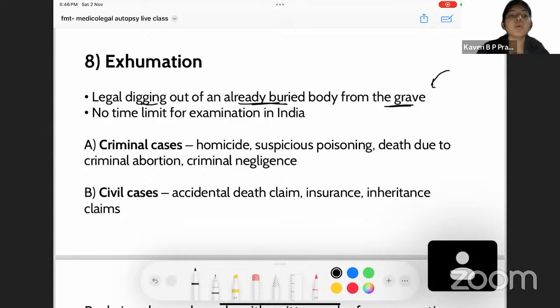In India, there is no time limit for exhumation. That is, after 2 years you can do it, after 3 years you can do it, after 5 years you can do it, at any time. There is no time limit in India. It can be done both in civil cases as well as criminal cases.